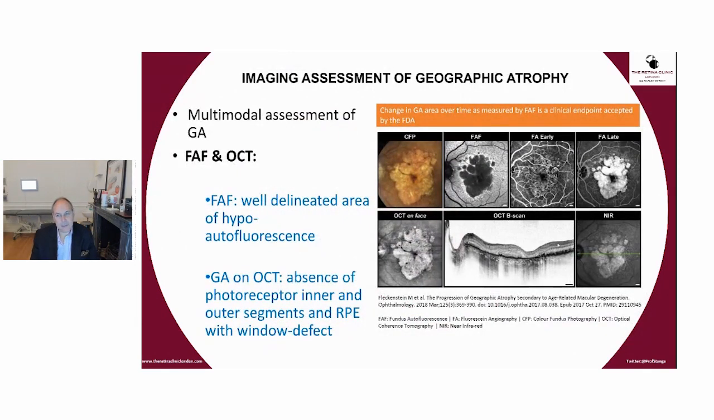For the assessment of geographic atrophy, we nowadays prefer multimodal assessment. We rely strongly on fundus autofluorescence, which more clearly defines the area of cell loss, and we of course also rely on high-resolution OCT. We can see these window defects, light going through the atrophic RPE.